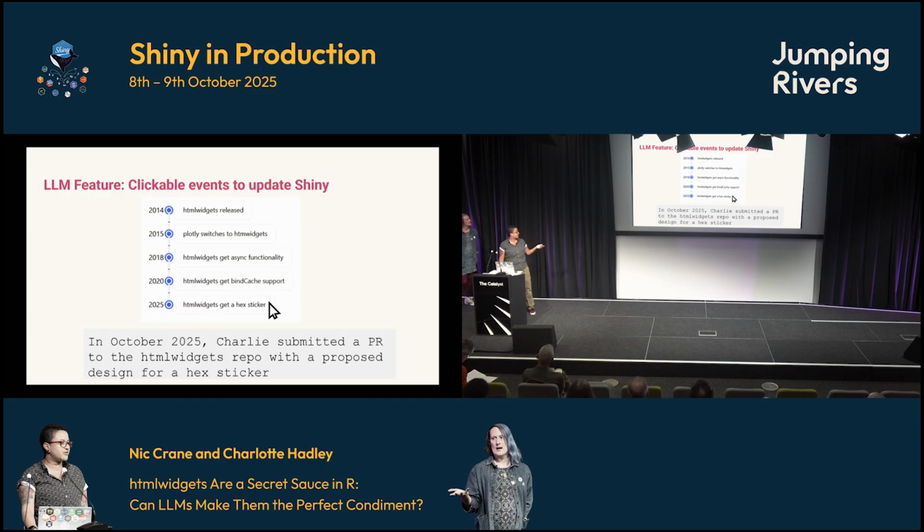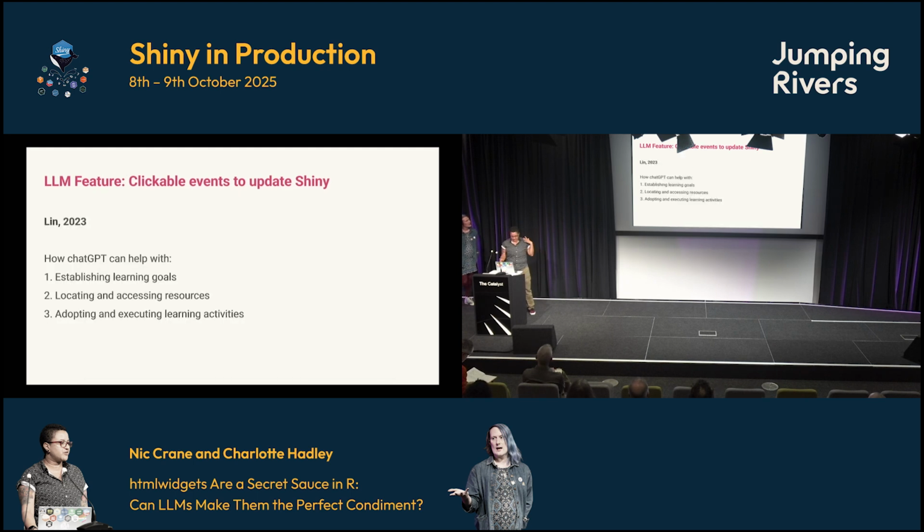So for this example, a user clicks on that last event and we update something in the Shiny app to give a bit more of a description. I found a paper, actually, really interesting by T. Lin from 2023, all about using ChatGPT to help adult self-directed learners. I'd actually really recommend looking it up. It's super interesting. So in this paper, Dr. Lin breaks this down into multiple steps, talks about how ChatGPT can help with them.